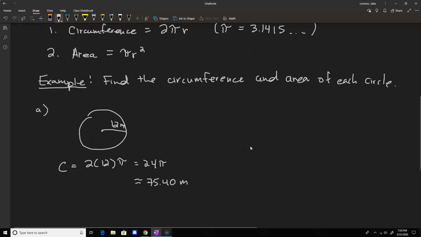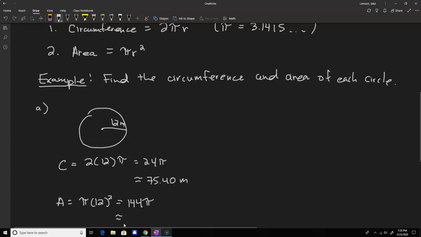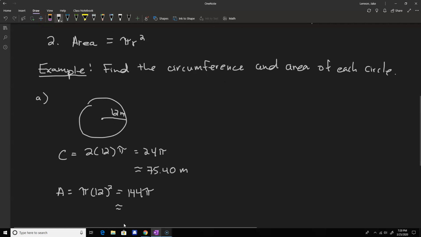Whereas area is going to be square units. So when we do the area of this circle, we're going to get pi times that radius, 12 squared. So this will come out to 144 times pi, and you can do an approximation of that. The approximation here will be 452.39 if you round to 2 decimal places. And again, since this is an area, it's going to be meters squared.